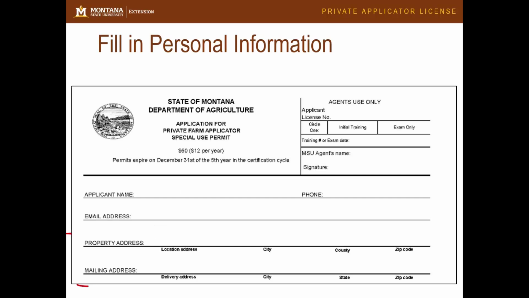Here's the top portion of the private applicator application. You will need to fill out your contact information. Pay close attention to the property address. This is where you will write in where you are physically applying pesticides. The mailing address is where you will receive your license, renewal letters, and information regarding the program.